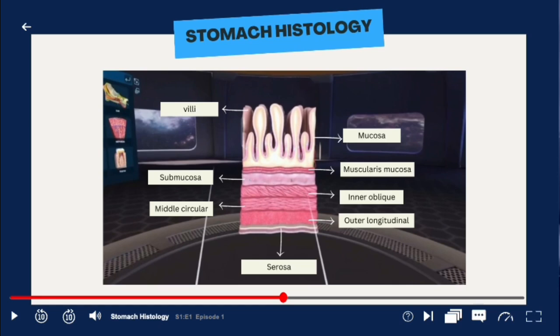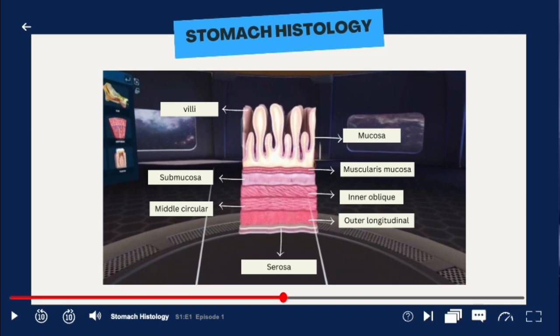To begin with, we have the first layer of the stomach called mucosa. Mucosa is packed with gastric glands and pits, and it has a noticeable layer of smooth muscle called muscularis mucosa located just below it. The contraction of the muscularis mucosa helps remove the contents of the gastric glands.